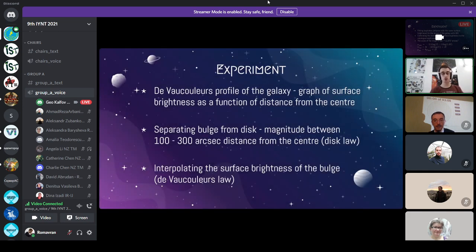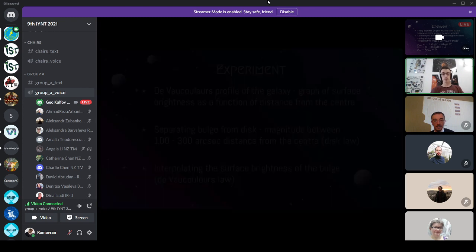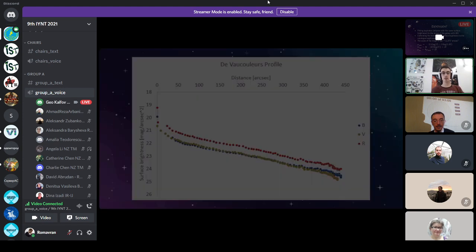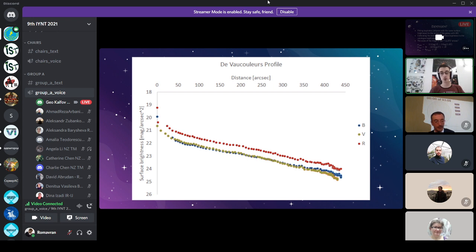For our experiment, we derive the de Vaucouleurs profiles of the galaxy by graphing the surface brightness as a function of distance from the center, and then we separated the bulge from the disk using the magnitudes from 100 to 300 arcseconds distance from the center and applying the disk law. Then we interpolated the bulge with the de Vaucouleurs law. The obtained surface brightness in our filter is displayed on this graph as it changes. And all three obtained de Vaucouleurs profiles are displayed here. As you can see, the galaxy is more prominent in the R filter.